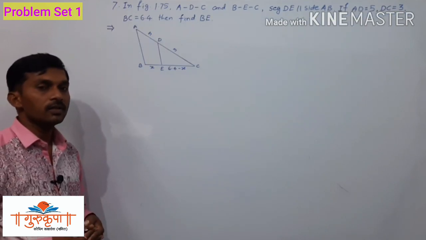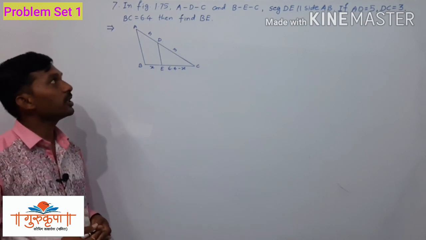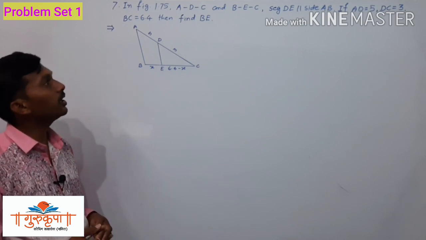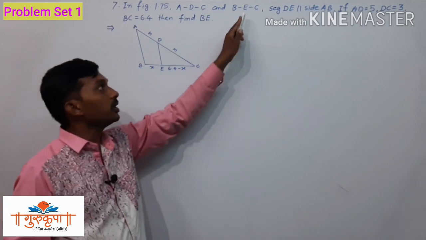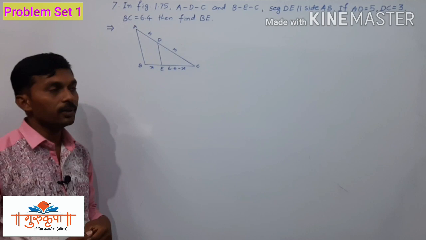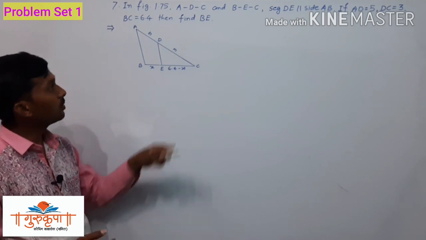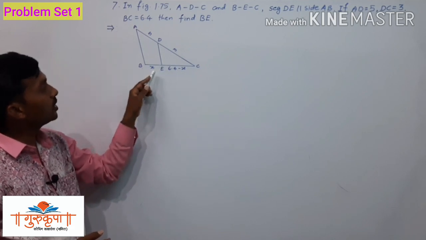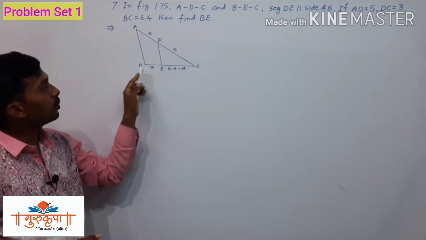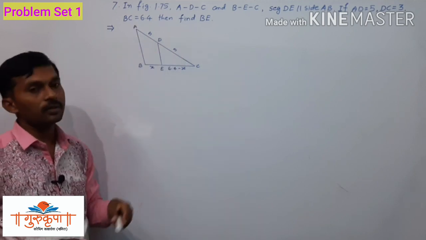Example number 7 from problem set 1. The question is, in figure 1.75, D is in between A and C, and also E is in between B and C. Segment DE is parallel to side AB. If AD is equal to 5, DC is equal to 3, BC is equal to 6.4, the whole side is 6.4, then find BE.